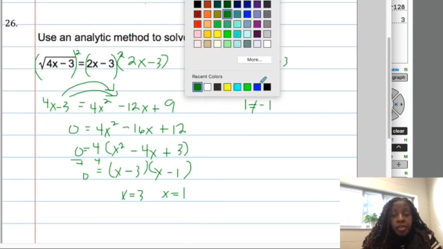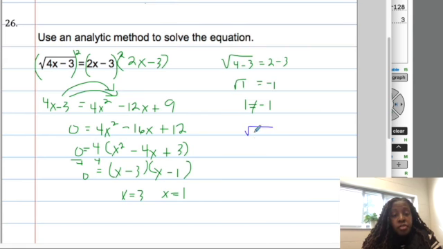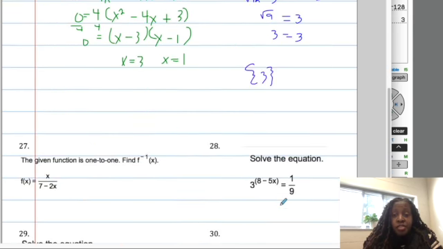All right, let's plug in another one, like the 3. All right, so the square root of 4 times 3 is 12 minus 3 equals 3 times 2 minus 3 is 6 minus 3. This is the square root of 9 equals 3. And it does. So we only have one solution here, and that's 3. So the moral of the story, check all your answers. Thank you for listening to the story.